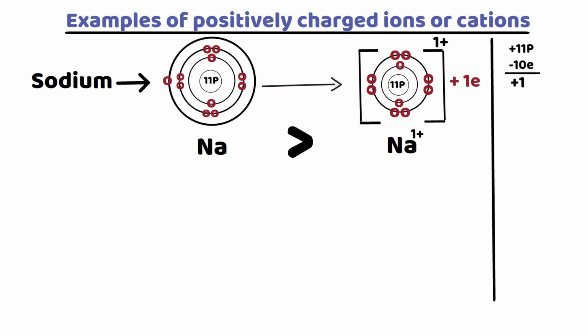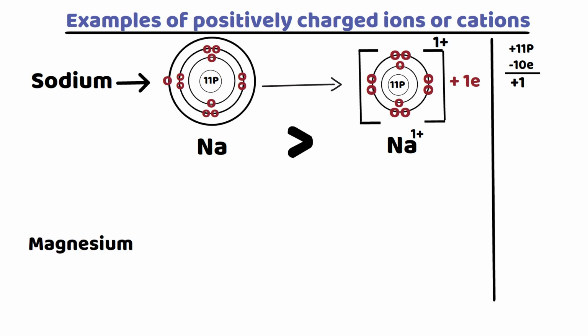That's why sodium ion has smaller size. Also, when sodium loses an electron, the remaining 10 electrons are attracted by the nucleus more effectively, that shrinks the size of sodium ion. Let's see another example.